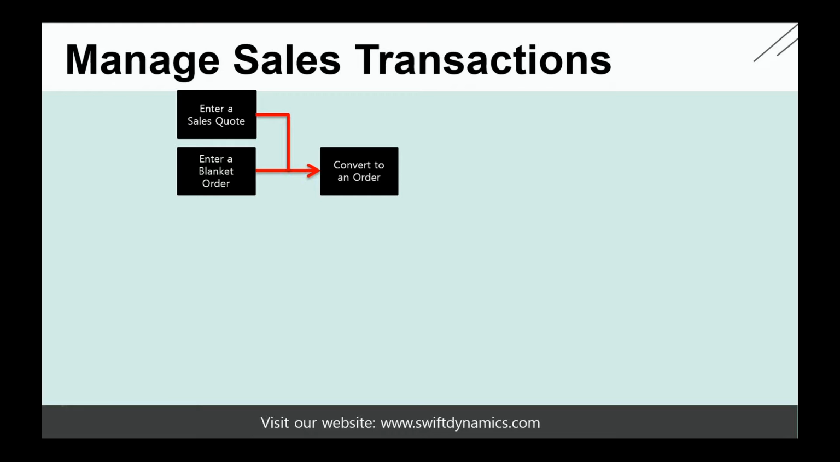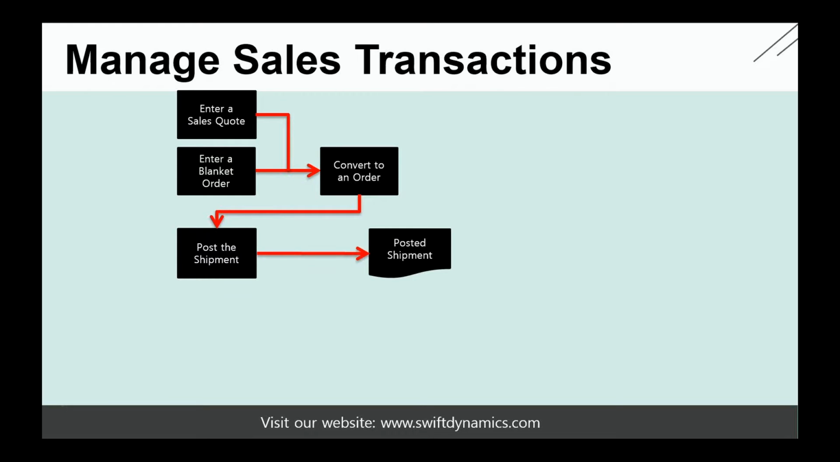Now the sales order can be shipped. So if we're selling items to customers, we need to ship the items if they're available to the customer. And that's something we will do by posting the shipment. Posting the shipment will create a posted shipment document, and this will update the inventory, which means that my inventory will decrease and the items will be posted from the inventory.